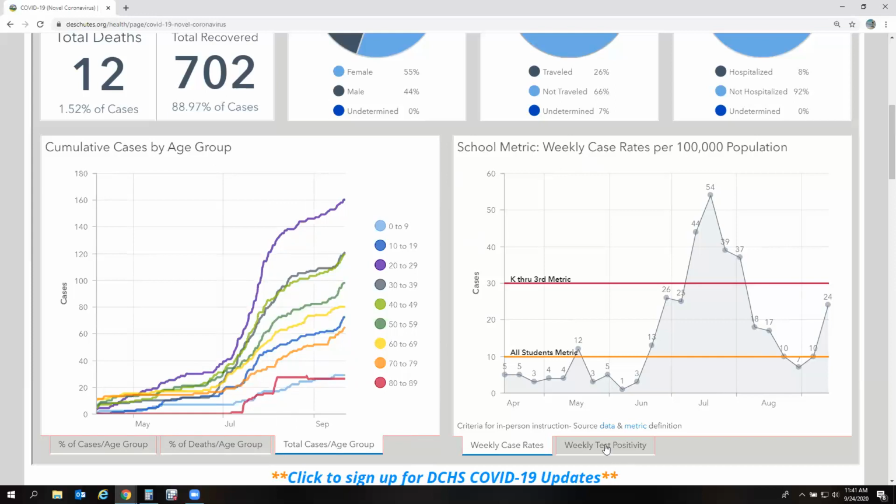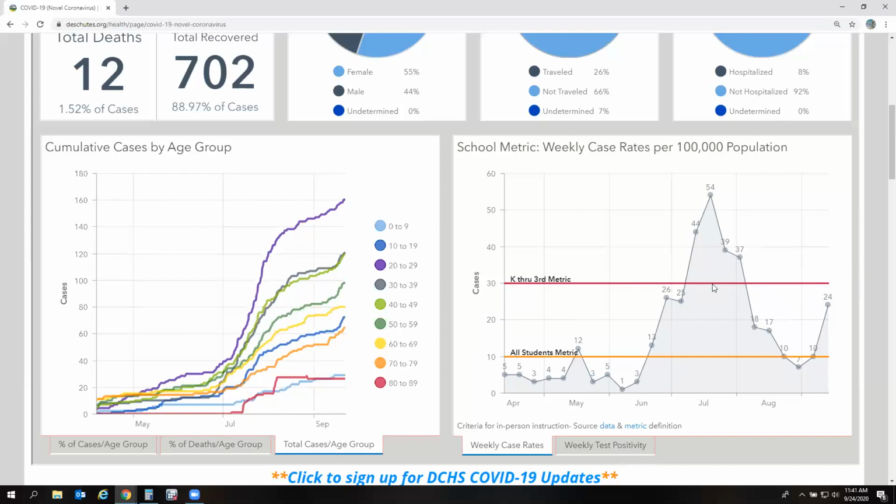We have two different graphs here. One is for our weekly case rates, and that's the number of cases per 100,000 population in Deschutes County. I'll walk you through that one first. We do have little reference lines here. There's a K through third metric, which is 30 cases per 100,000, and then we have an all students metric, which is 10 per 100,000. And you can see week to week where we fall for our case rates per 100,000.